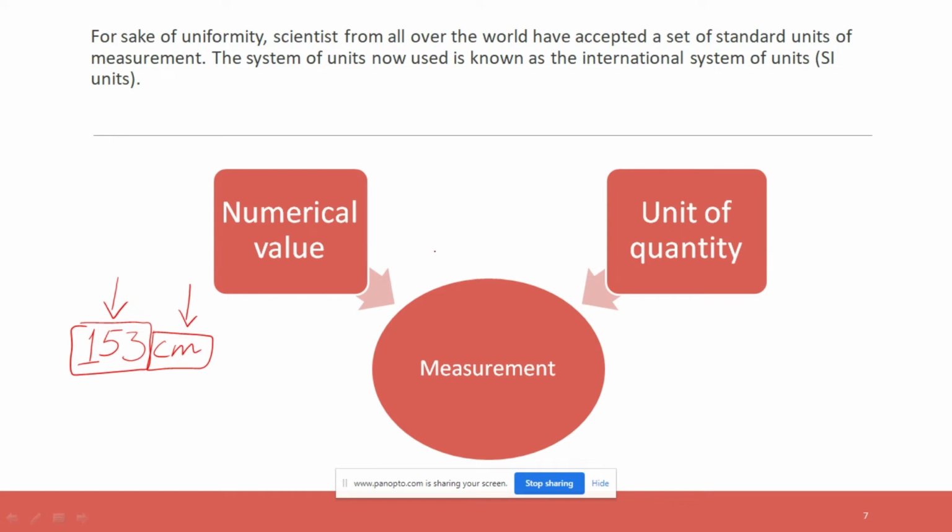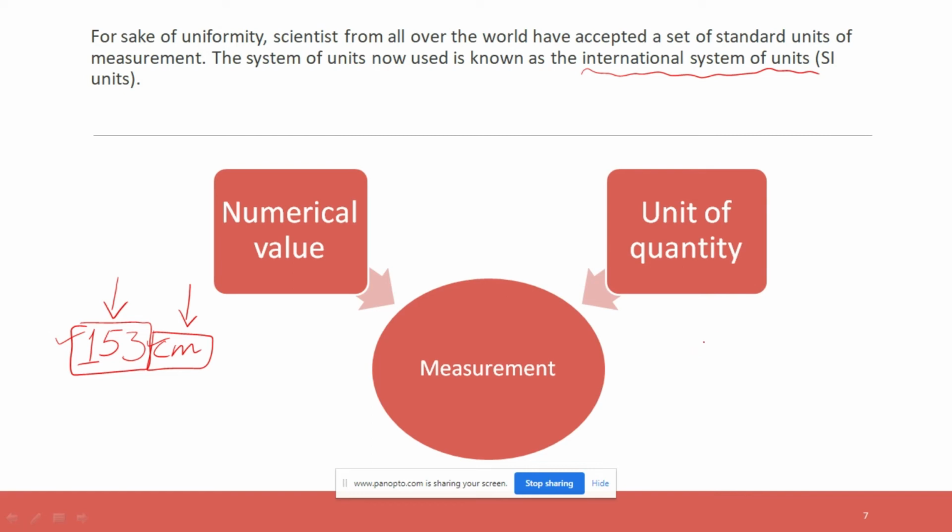And for the sake of uniformity, scientists all over the world have developed an international system of units, which are known as SI units, and we will learn about these in the upcoming slides. So here we are discussing measurements and values. If you are measuring anything, there will be two things: the numerical value and the unit of quantity.